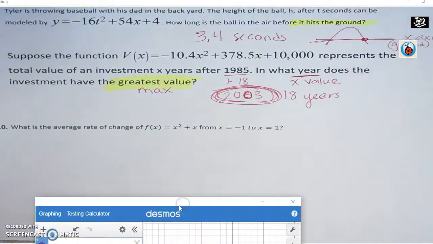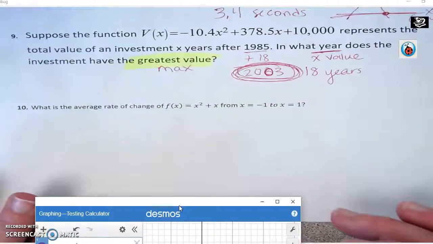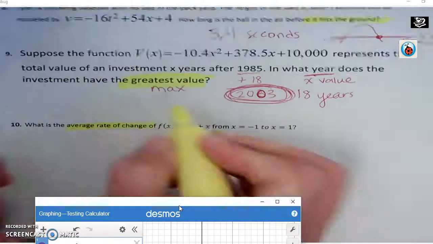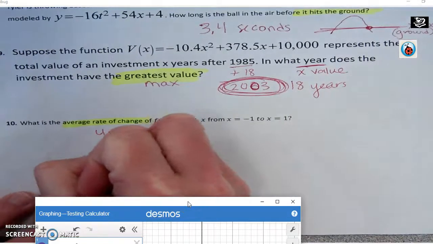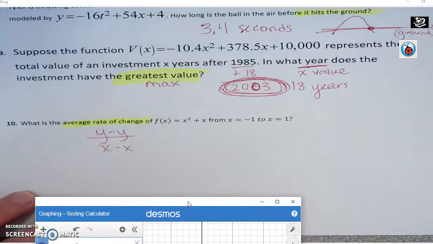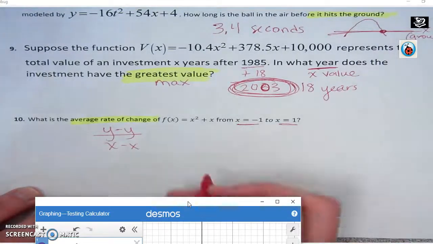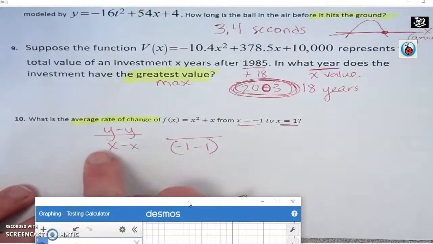Last one, what is the average rate of change of f of x equals x squared plus x from x equals -1 to x equals +1? The average rate of change, remember your formula for that is y minus y over x minus x, right? Your x values are right here, -1 and 1. And I got to put parentheses around that. So I did -1 minus 1.